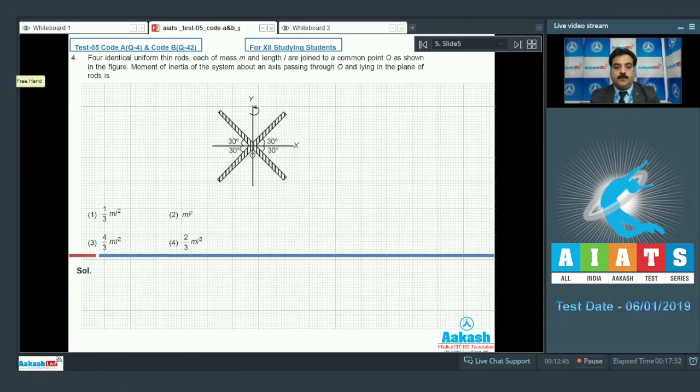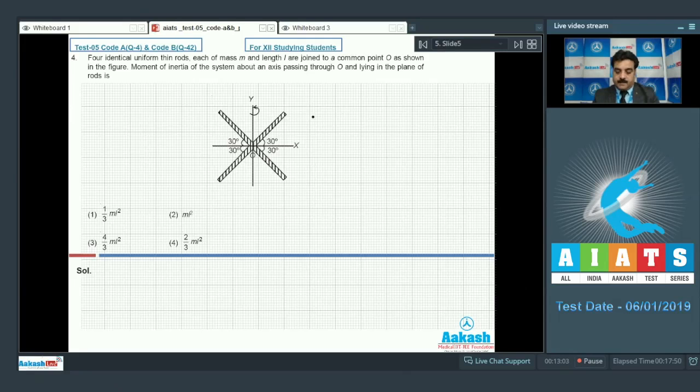In question number 4, 4 identical uniform thin rods, each of mass m and length L, are joined to a common point O as shown in the figure. The moment of inertia of the system about an axis passing through O and lying in the plane of the rods is.